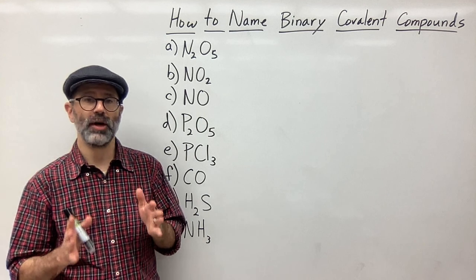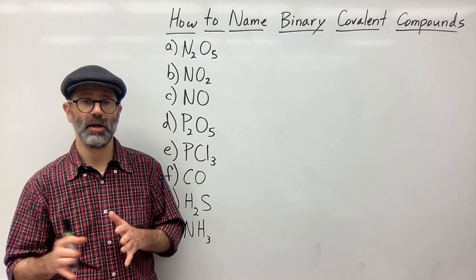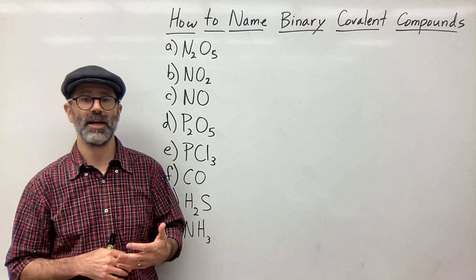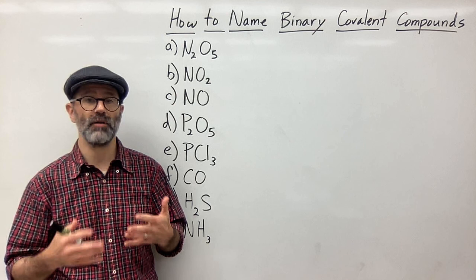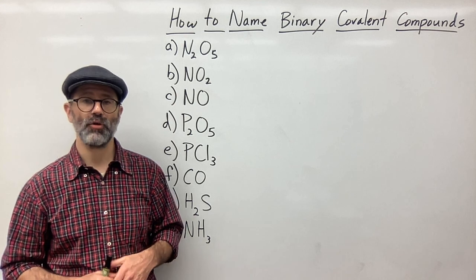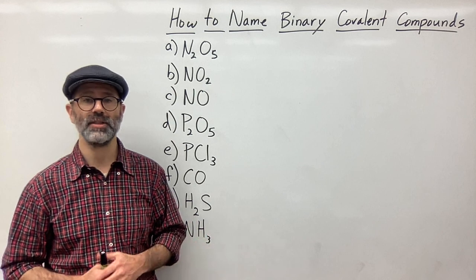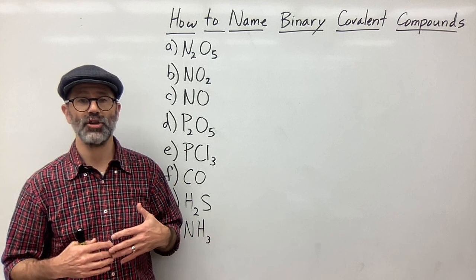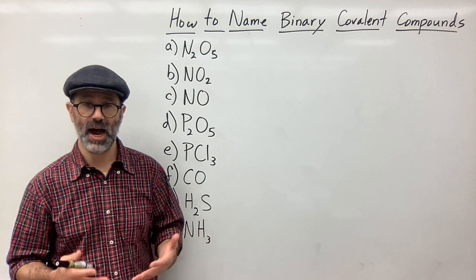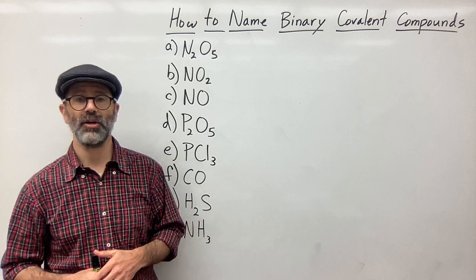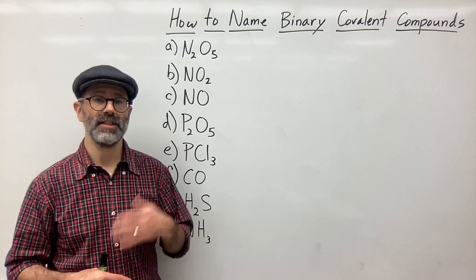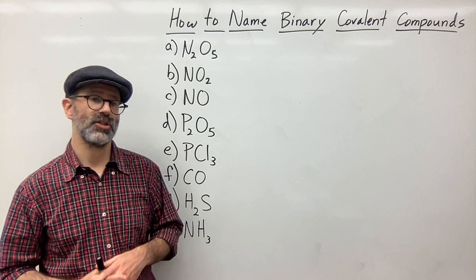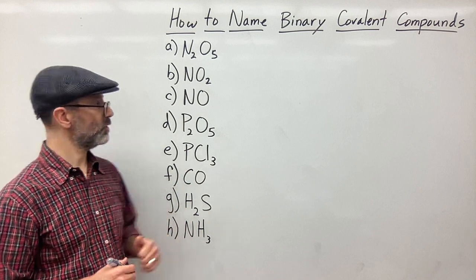And so you have to remember that when you're naming the binary covalent compounds, you're going to be using those Greek prefixes to indicate the number of each element you have. So if you have two of a particular element, you're going to use the Greek prefix di. If you have three, you're going to use the Greek prefix tri, and tetra and penta, and so on. So that's what we're going to use. And so let's go ahead and get started on these problems.